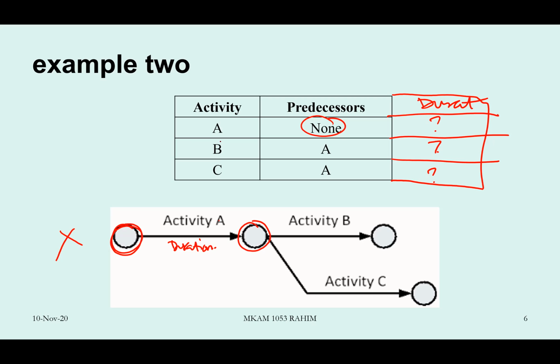Then activity B. For activity B, the predecessor is A. So you already have A, then you just connect from A, and you are done. Then activity C, the predecessor is A. So you draw activity C. You can draw any diagram that you want. For instance, you can draw something like this, C, or you can draw up there, C. It doesn't matter.